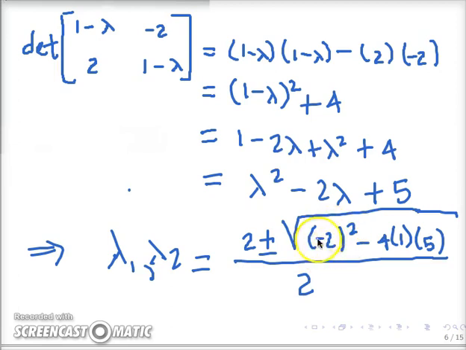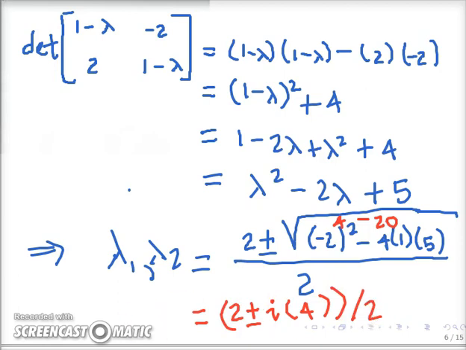the square root, where inside we'll have the square of minus 2 minus 4 times 1 times 5. The square of negative 2 is 4, so we have 4 minus 20. Inside the square root we have negative 16, and this leads to an expression like 2 plus minus the square root of negative 1, which is i, times the square root of 16, which is 4, and everything here divided by 2. So we obtain that the eigenvalues are 1 plus minus 2i.